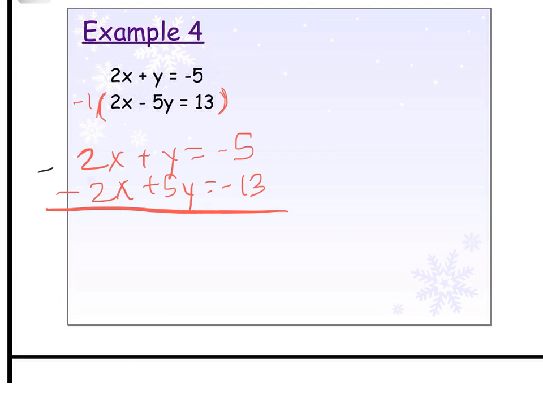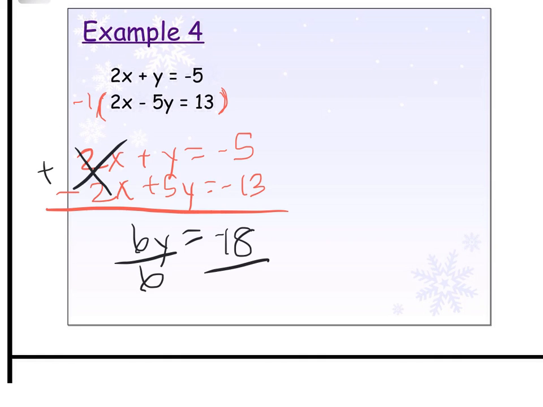I'm going to add them together. And now the reason I multiply by that negative 1, you guys, is because then I can just use addition. I can just add my two equations together. I don't have to worry about figuring out if I should add or subtract. I can just add every time. So 2x minus 2x, those cancel. y plus 5y is 6y. Negative 5 plus negative 13 is negative 18, and I would divide by 6. So y is equal to negative 3. By the way, if I'm going kind of quickly through these, feel free to pause them to kind of catch up and try it on your own.